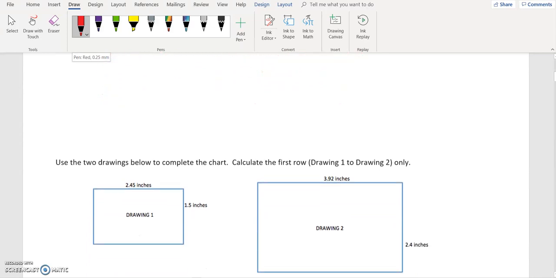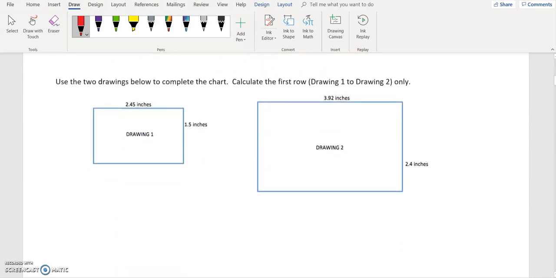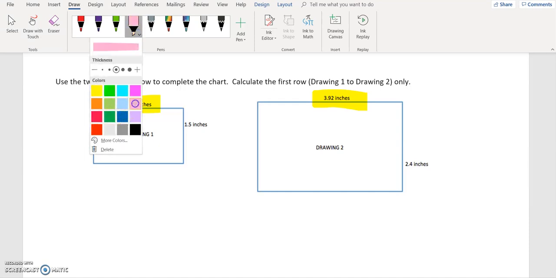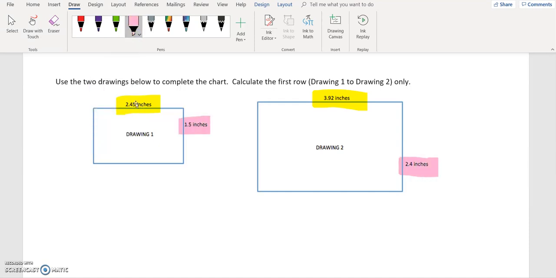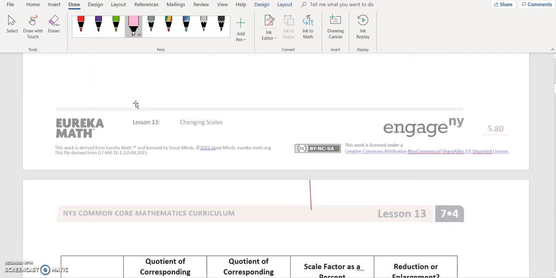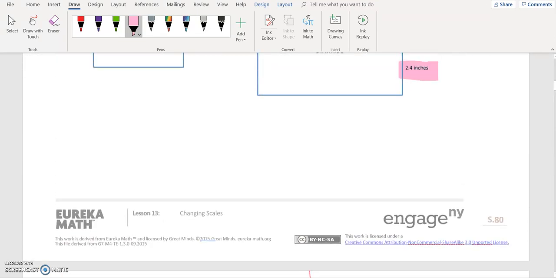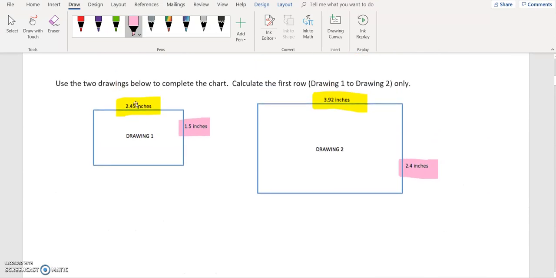Use the two drawings below to complete the chart. Calculate the first row, drawing 1 to 2 only. Corresponding sides are the sides that are the same. So this corresponds to this, and this side is going to correspond to this side. We are looking at drawing 1 to 2, so drawing 1 is our original, meaning that's what's going in the denominator.